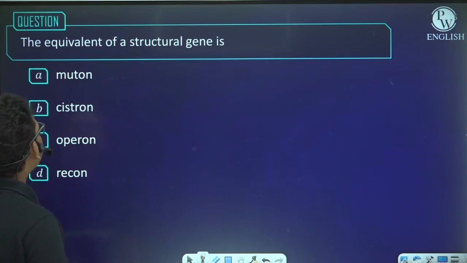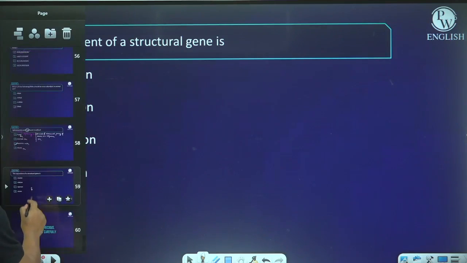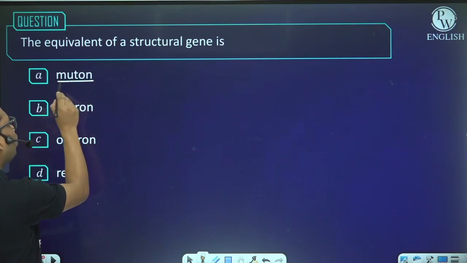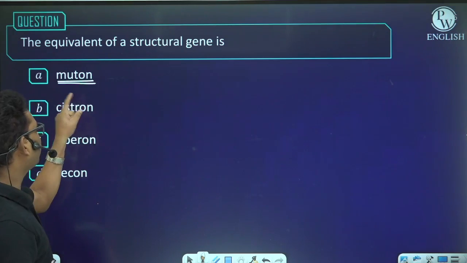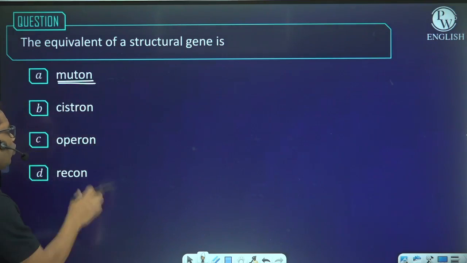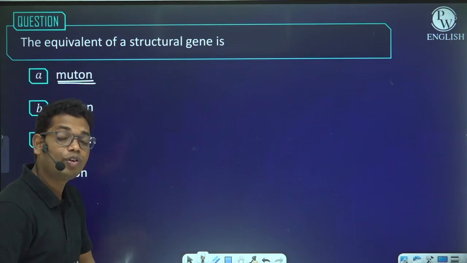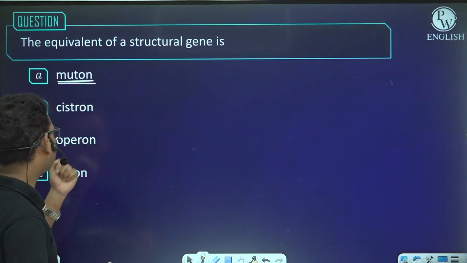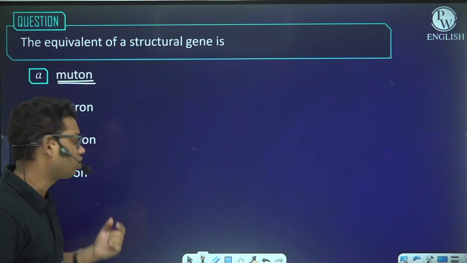Next, the equivalent of a structural gene is what? Let me tell you these terms. Mutant. What is mutant? Mutant is the unit of mutation. That means this is a segment of DNA which undergoes mutation. What is operon? Operon is a segment of DNA which undergoes independent expression and its regulation. What is recon? Recon is a segment of DNA which undergoes recombination.